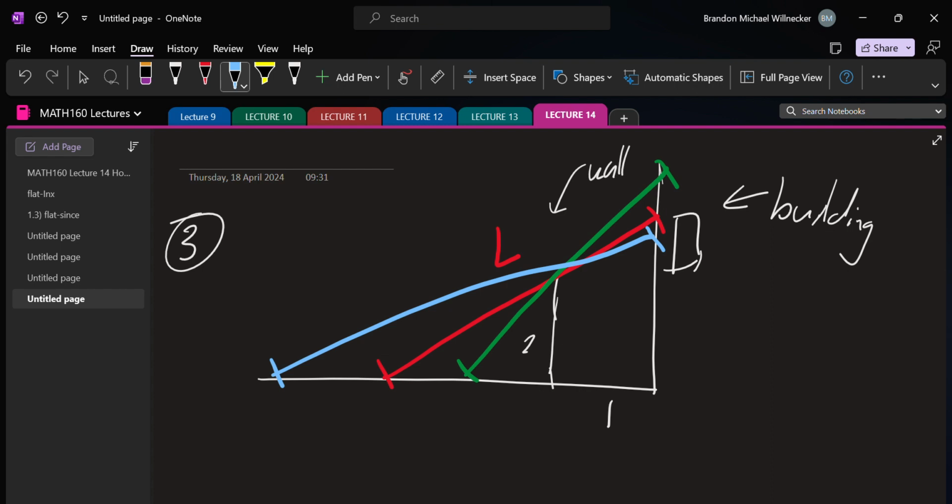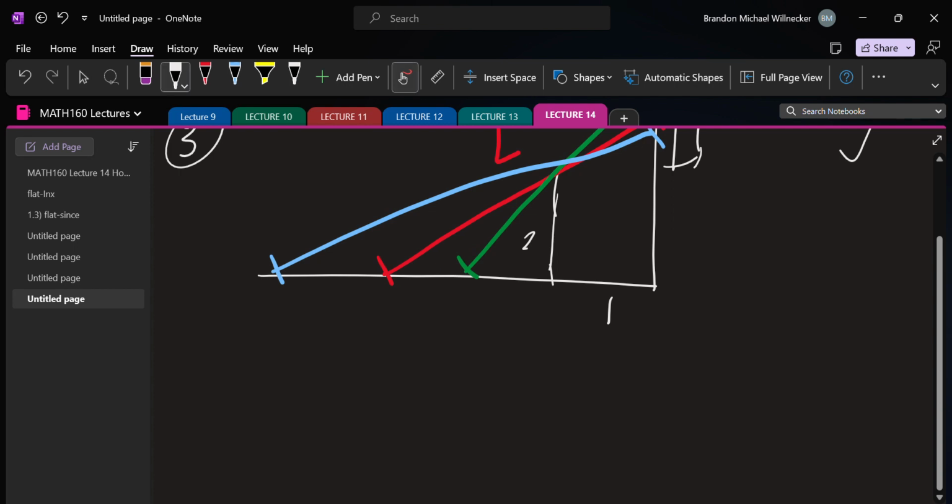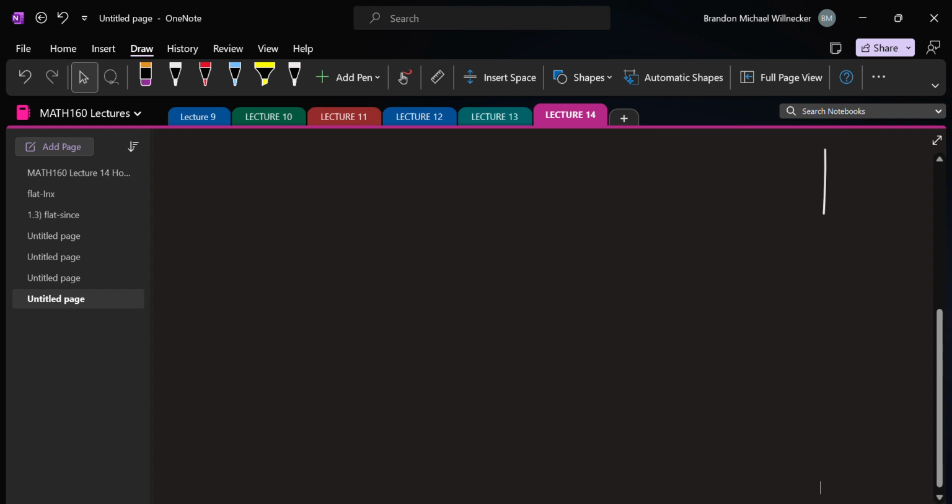Okay, do we go closer to the wall or do we go further away? That's what we're trying to answer. Okay, so how do we do that? So let's introduce some variables.